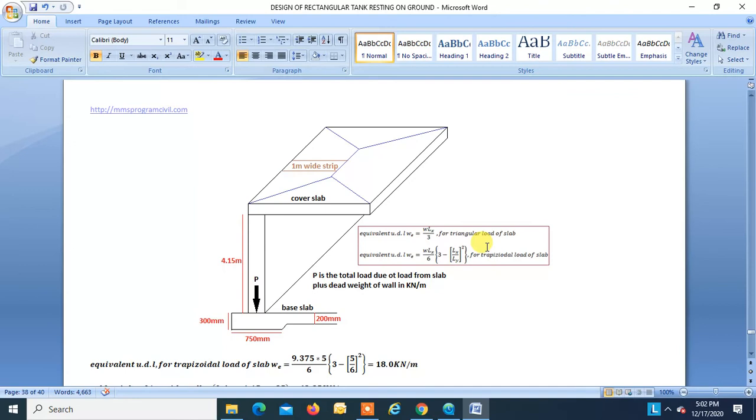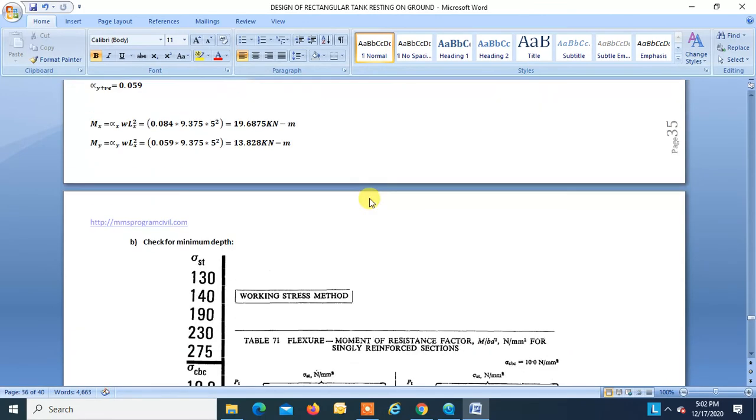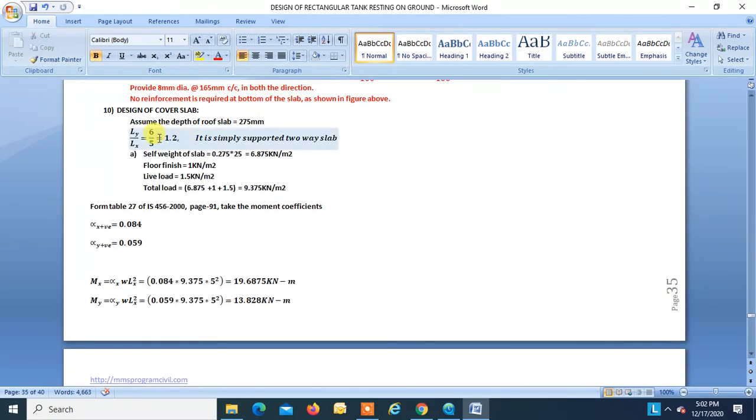Now let us come to the design of the cover slab. This is the cover slab, this is lx, this is ly, this is 5 meters, this is 6 meters. We are assuming the depth of roof slab as 275. Our aspect ratio is 1.2. It is a simply supported two-way slab. Self weight is 6.875. Floor finish is 1. Live load is 1.5. Total load is 9.375 kN per meter square.